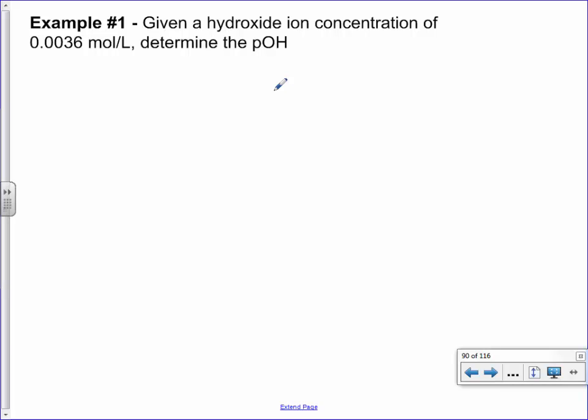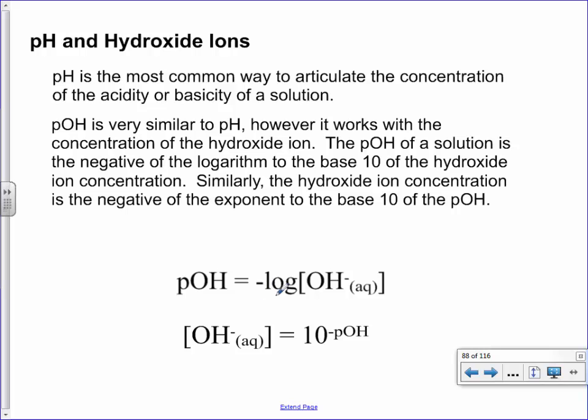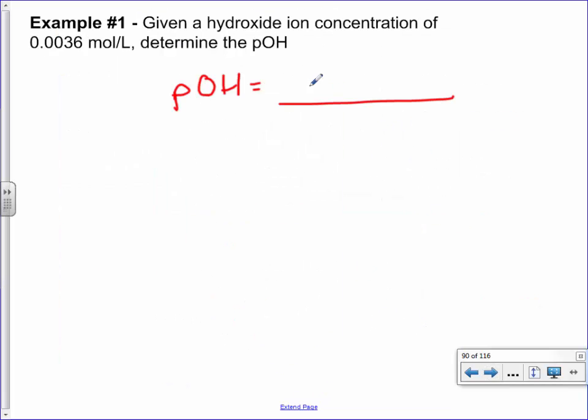So how do I convert a hydroxide ion concentration to a pOH? Which formula that we just talked about would help with that? Find me a formula that gets pOH equal to something. Go back in your slides and find one. Negative log OH minus concentration. So we need to negative log an OH minus concentration. Do we have that concentration?